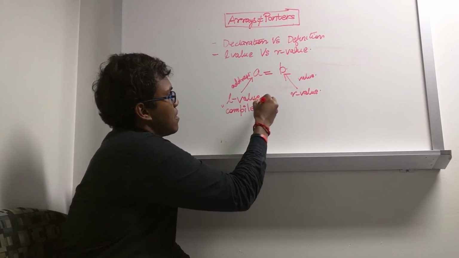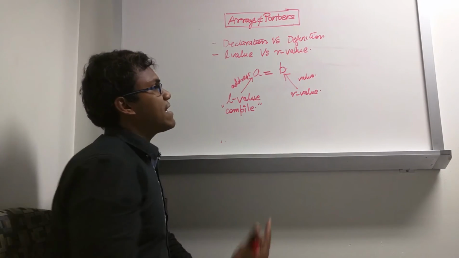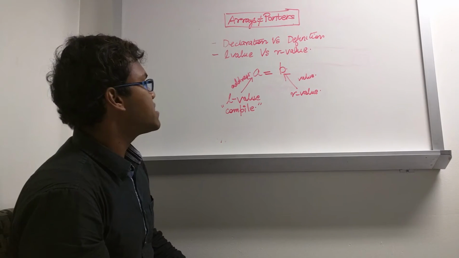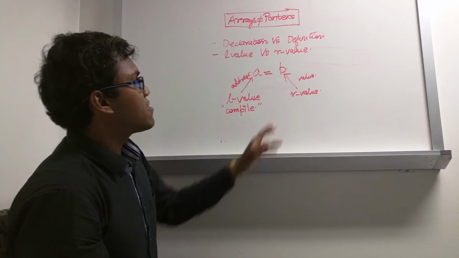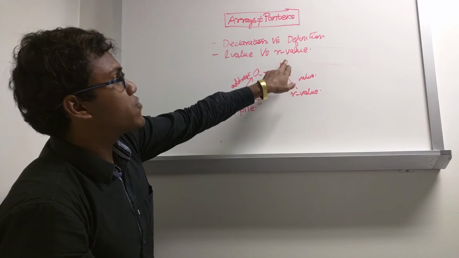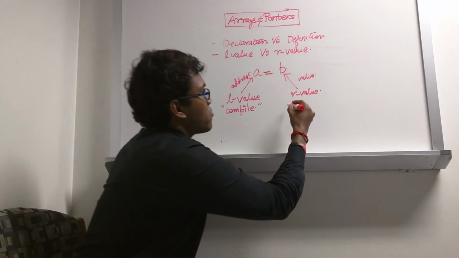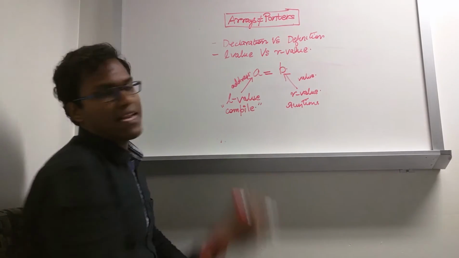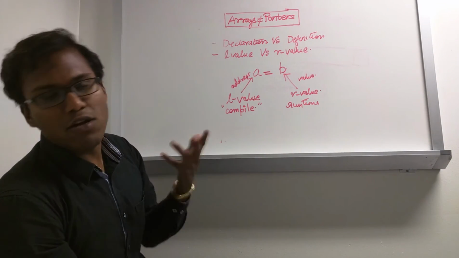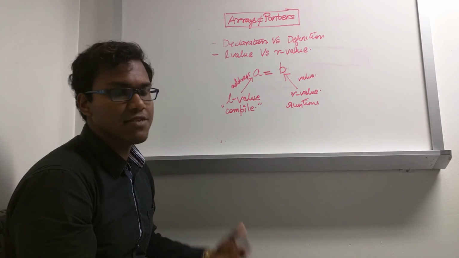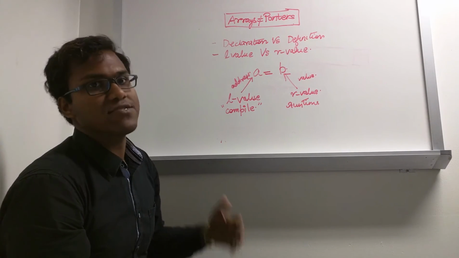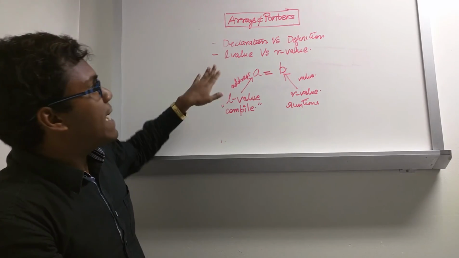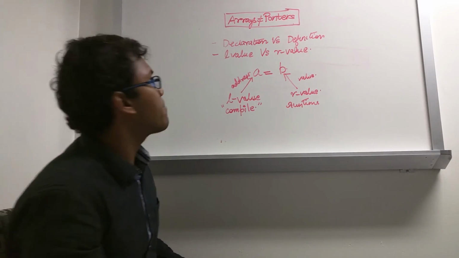So the L values are essentially generated at compile time, whereas the R value, which is the actual value of B, is generated only at runtime, because the value of B might depend on a lot of computations which will actually happen only once you actually run the program. So R values at runtime and L values at compile time.